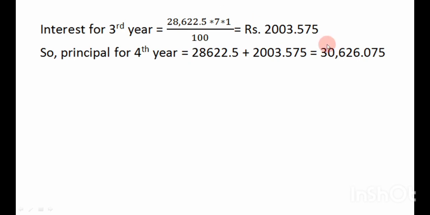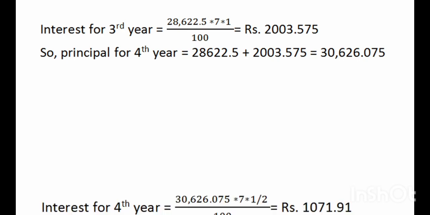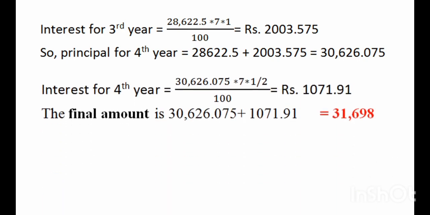We have to add the principal of the third year plus the interest for the third year. We will get the principal for the fourth year. After that, the final amount, which is 31,698, is the final amount he has to pay to clear his debt.